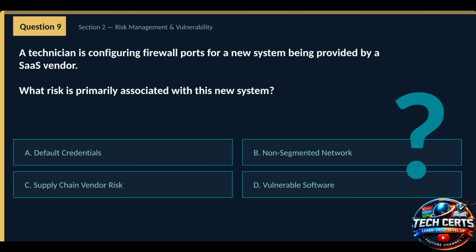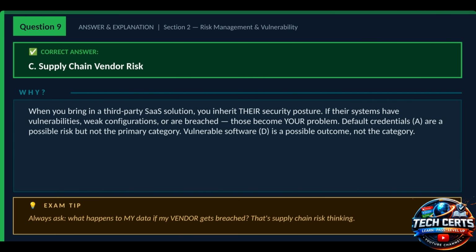Question 9. A technician is configuring firewall ports for a new system being provided by a SaaS vendor. What risk is primarily associated with this new system? The correct answer is C, supply chain vendor risk. When you bring in a third-party SaaS solution, you inherit their security posture. Their systems have vulnerabilities, weak configurations, or get breached.